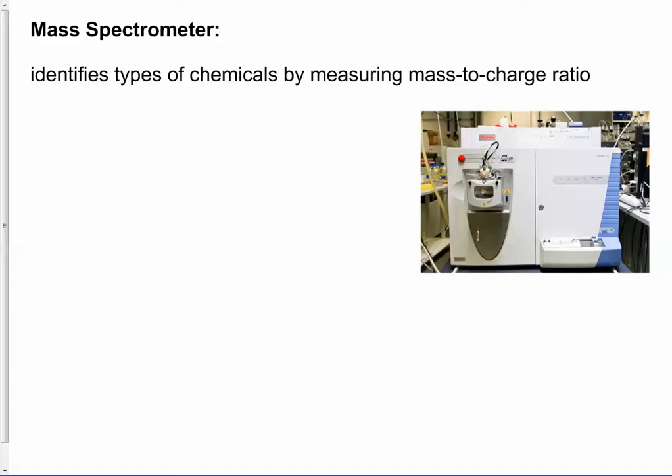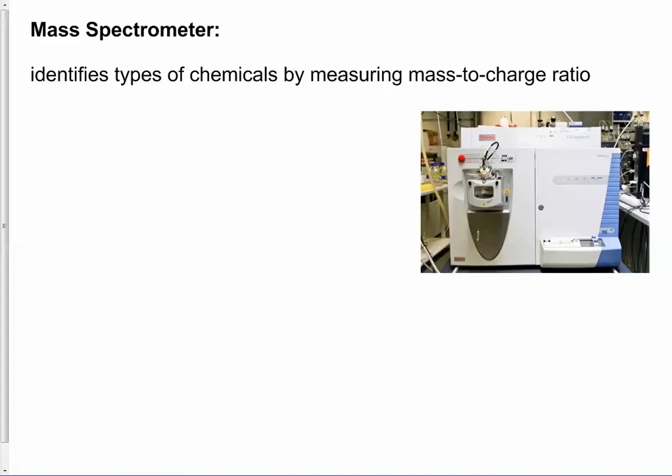In the last video we talked about velocity selectors that create streams of charged particles all going in one direction at one speed. And I said that that's usually used with other devices. In particular, it's used in a mass spectrometer. The point of a mass spectrometer is to identify chemicals.